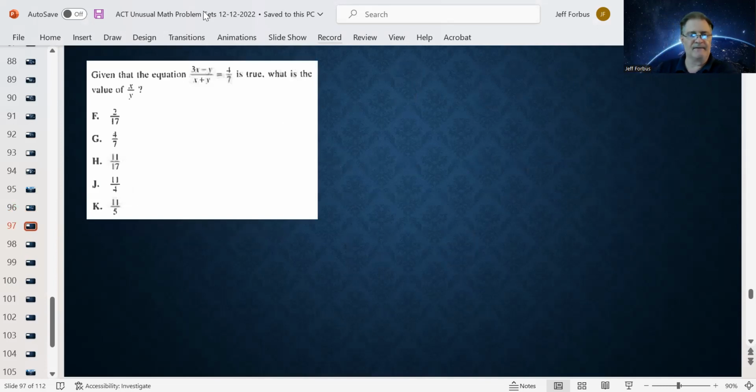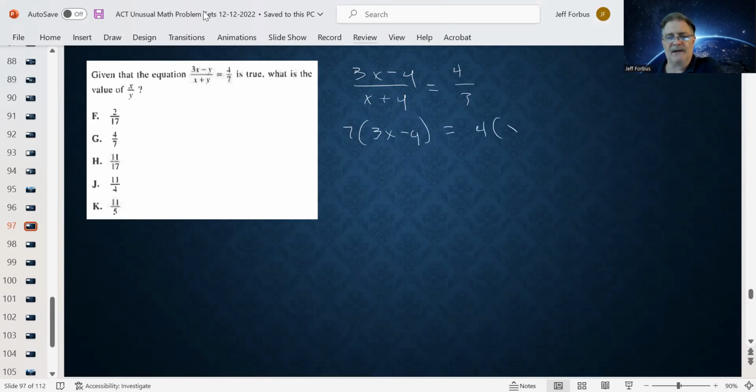So this one we have a proportion actually. 3x minus y over x plus y is equal to 4/7. What is the value of x divided by y? Well, okay, we're going to treat it like a proportion. So let's start here. 3x minus y over x plus y is equal to 4/7. Well, we're going to cross multiply. We're going to say 7 times 3x minus y is equal to 4 times x plus y.